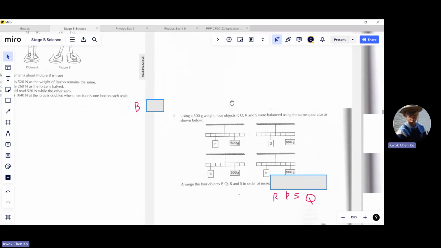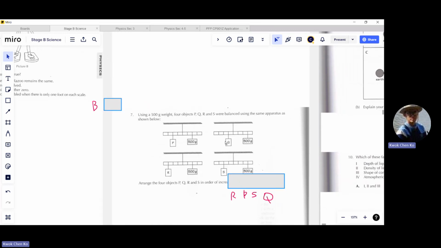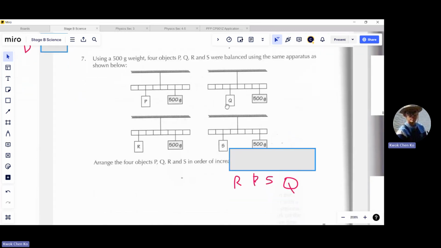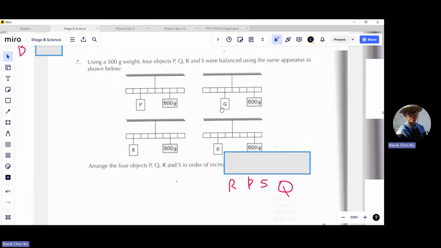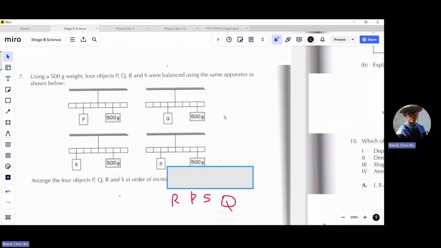Well, number 7, I think I've gone through it earlier. Unless you want me to go through it again, I think it's fine. No? Okay, then I shall move on.